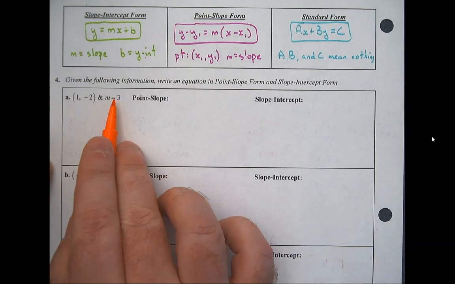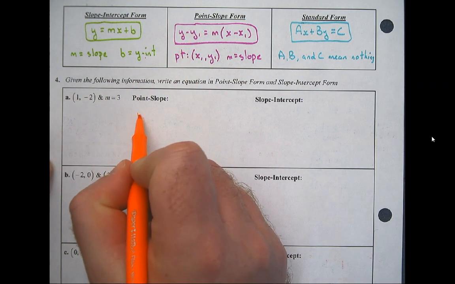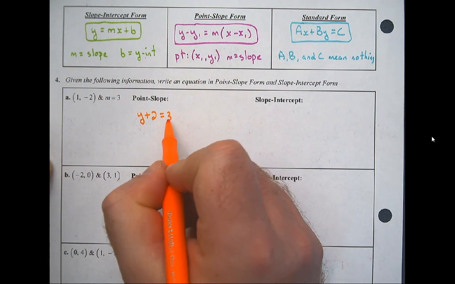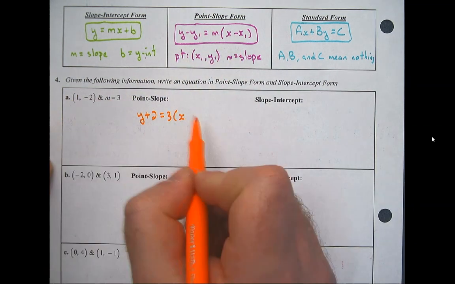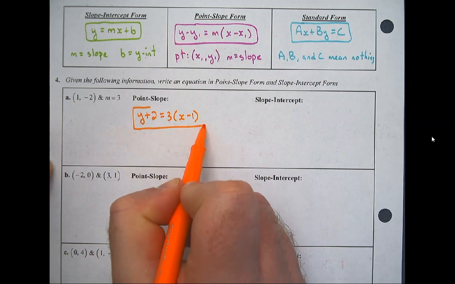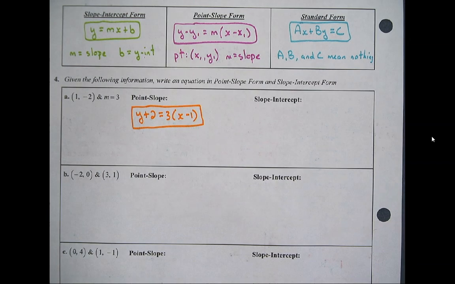So this is the point, that's the slope. So it says y minus y. Our y is a negative 2, so that would become y plus 2, equals the slope is a 3, x minus x. So notice the x and the y stay as x and y, and then the x1 and the y1 get switched into points, numbers.